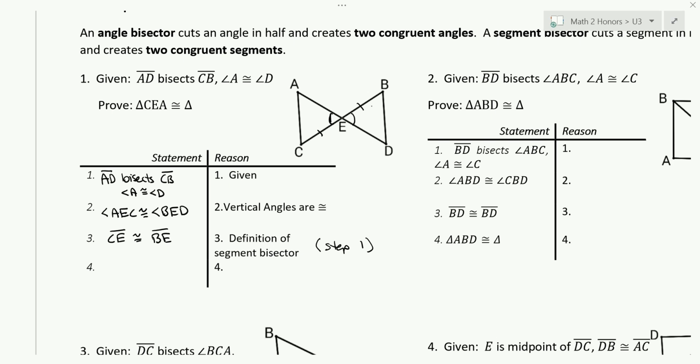All right, so do we have enough information? Are you serious? No, not enough information? Are you sure? AD bisects CB. Can we get anything else? I don't see it either. So that's as far as we can go. Man, not fun when it doesn't work. But it is important for us to realize when it doesn't.